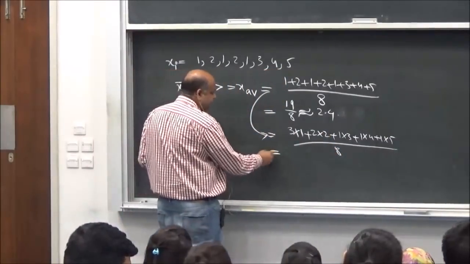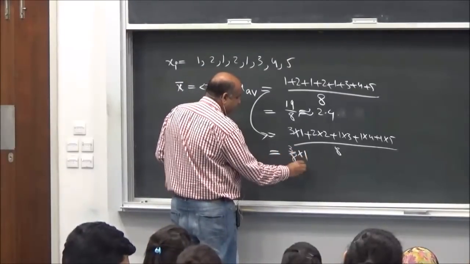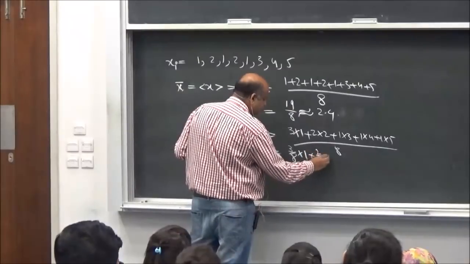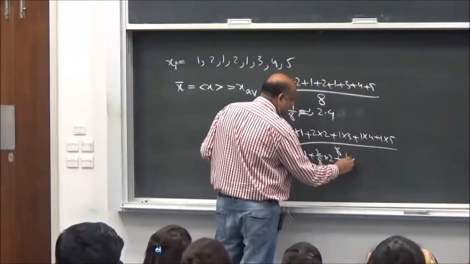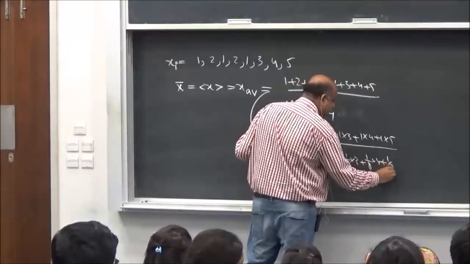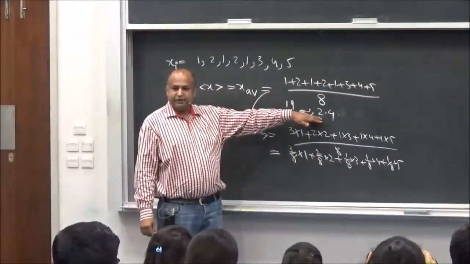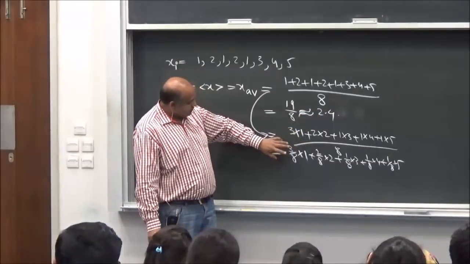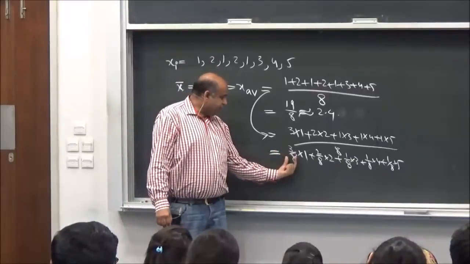And now let me separate it into this part: 3 by 8 into 1 plus 2 by 8 into 2 plus 1 by 8 into 3 plus 1 by 8 into 4 plus 1 by 8 into 5. If you work this out too, this same number will come. But this now has a slightly different interpretation. What is this 3 by 8?